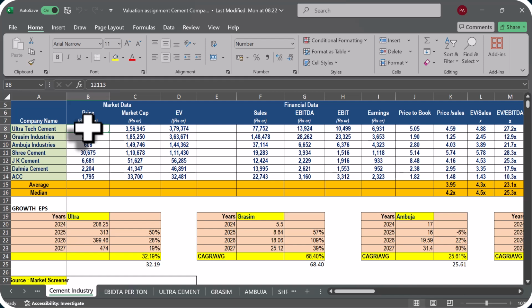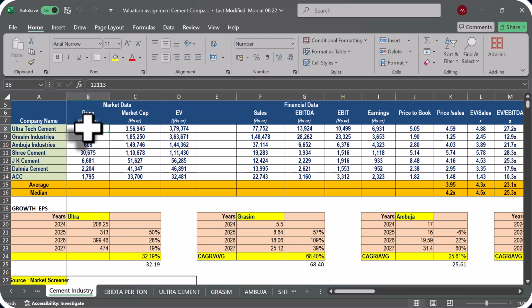Okay. Now, as we look at certain indicators, we'll find that all are comparable. Because there are 2 indicators, which we're going to discuss later. If you just measure whether they are comparable on those 2 indicators, you'll find all the cement companies are comparable. Now, here we have 7 companies: Ultratech, Grasim, Ambuja, Shri Cement, JK Cement, Dalmia Cement, and ACC.